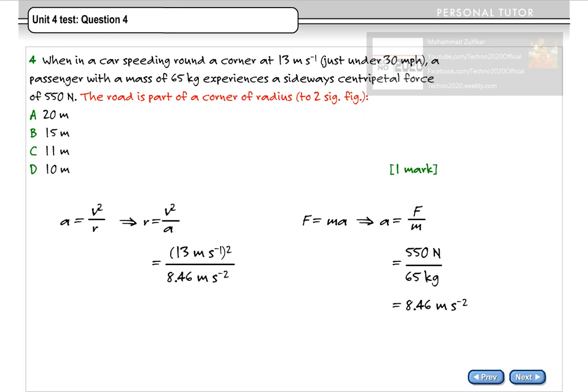Substituting in the expression for the radius r and calculating shows that the radius required is 19.98 meters, which is 20 meters to two significant figures. So the answer is A.